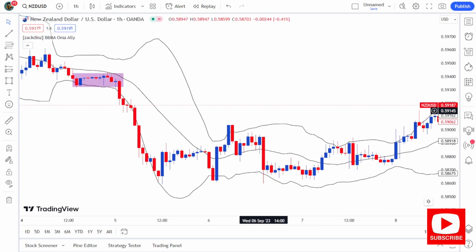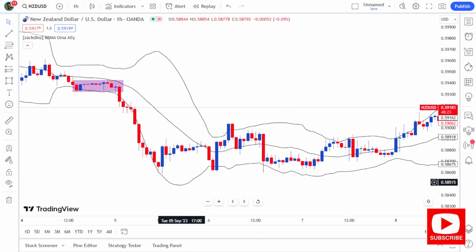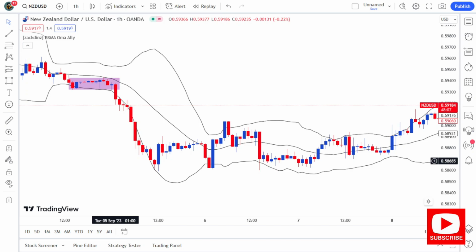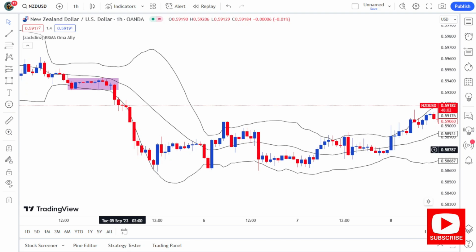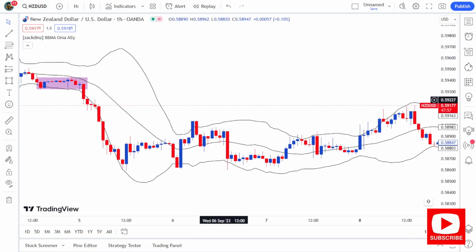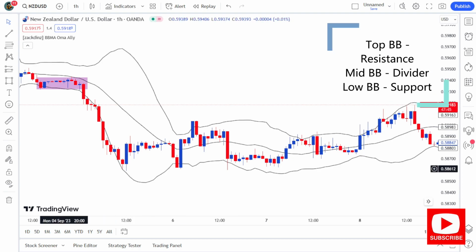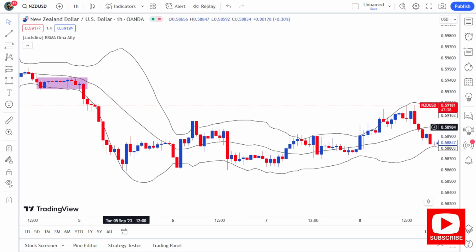So these Bollinger Bands act as dynamic support and resistance in the BBMA strategy. Each time a candlestick closes outside the Bollinger Band, a setup is about to occur. The Bollinger Band also has 3 segments, which are the top Bollinger Band, middle Bollinger Band, and the down Bollinger Band. The top Bollinger Band being the resistance, the lower being the support, and the middle Bollinger Band being the divider, differentiating the top from the bottom.